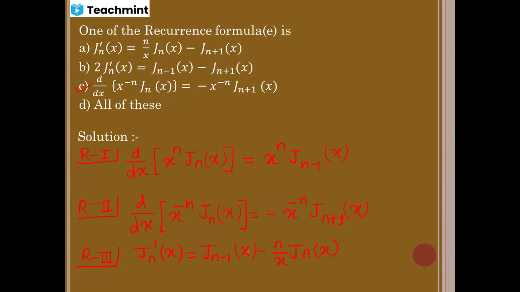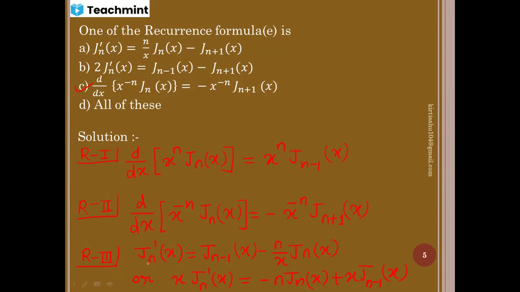This can be written in different forms just by shuffling the terms here and there. Sometimes it is also written as x Jn dash of x is equal to minus n Jn of x plus x Jn minus 1 of x. So, as I told you, just by rearranging the terms here and there, you can have a different form for this recurrence relation number 3.